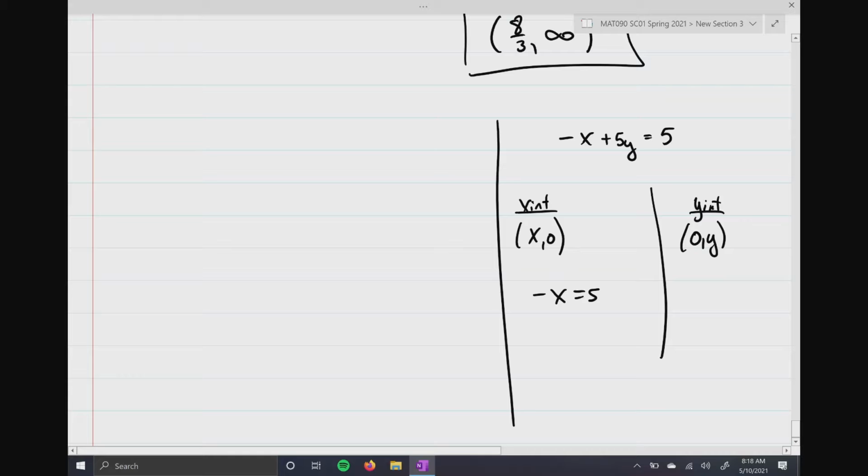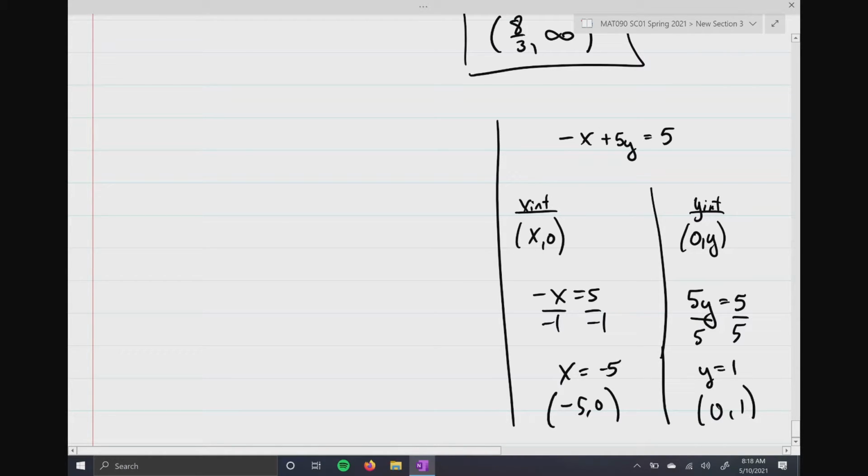Now you have a number in front of the variable. It's negative 1. So we divide both sides by negative 1 to give me negative 5, 0 for our x-intercept. We do the same thing now for the y-intercept. It's just we make the appropriate substitution. So I have 5y equals 5, because the x goes away, it's 0. Divide both sides by 5. You get y equals 1. So your intercept is 0, 1.